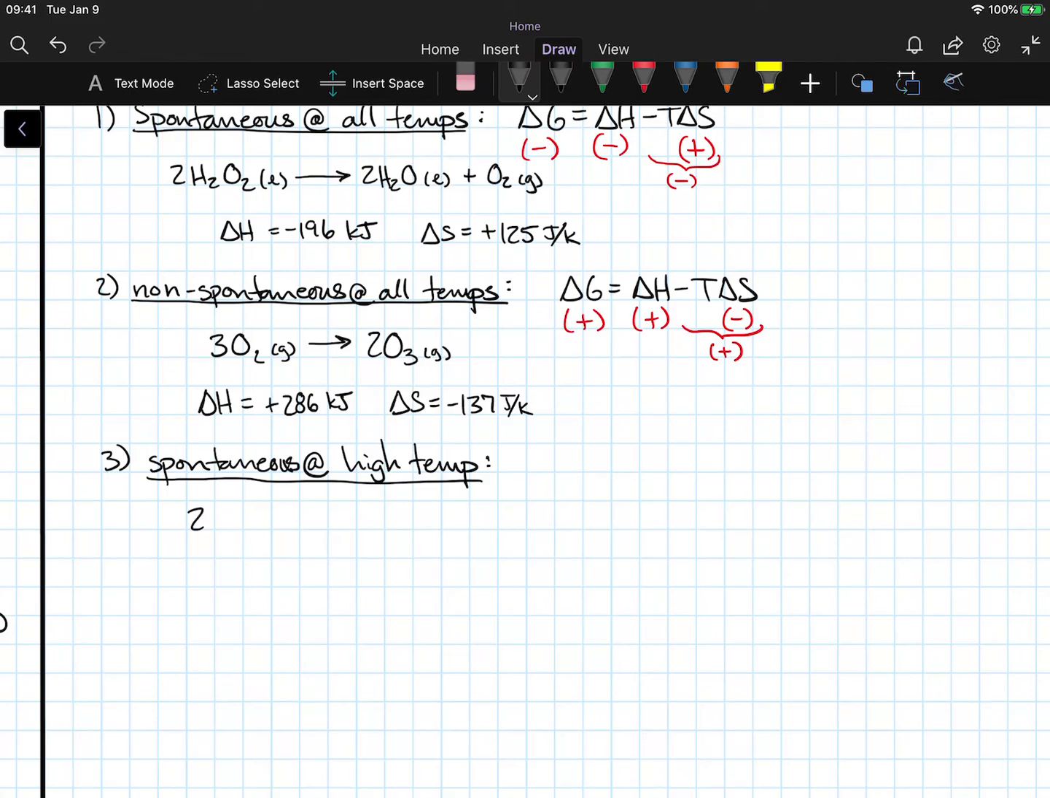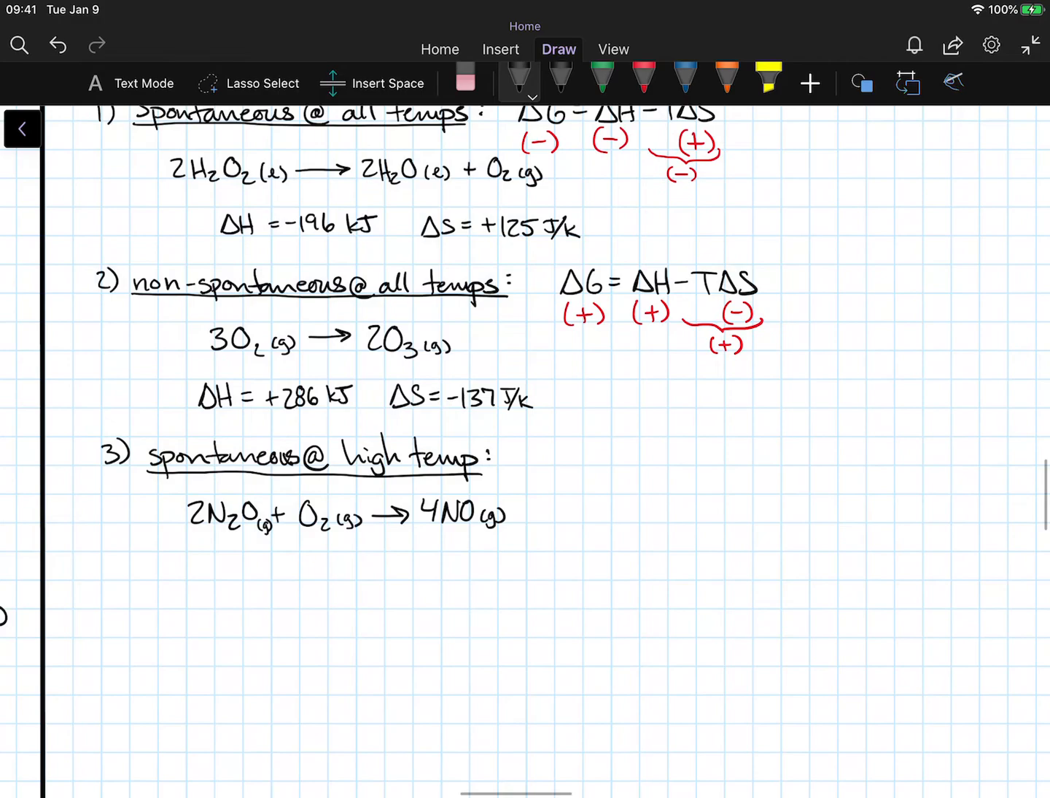A classic example of this is the decomposition, or the reaction, of dinitrogen monoxide and oxygen into nitrogen monoxide. This is an endothermic reaction with a positive 197.1 kilojoules for the enthalpy. And the entropy, it's also gaining entropy. We're taking 3 moles of gas and forming 4 moles of gas, so we are increasing the entropy in this case.